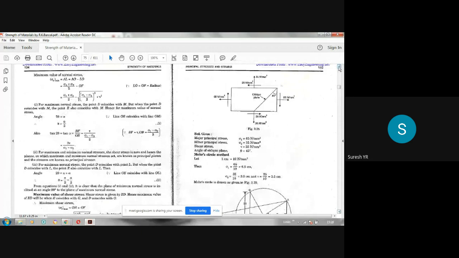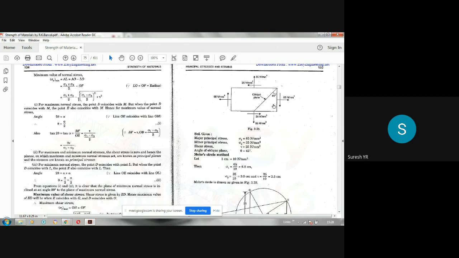So here, please note that instead of taking it as sigma 1, sigma 2, you can just take it as sigma x, sigma y. So that is the same convention we can use. Sigma x is this in x direction. Sigma y is this in y direction, and this is tau. Tau is the shear stress. So these things will be given, and they will ask you to find the normal stress and shear stress on an inclined plane, oblique plane like this. Here in this problem, that oblique plane is given as 45 degrees with the vertical.